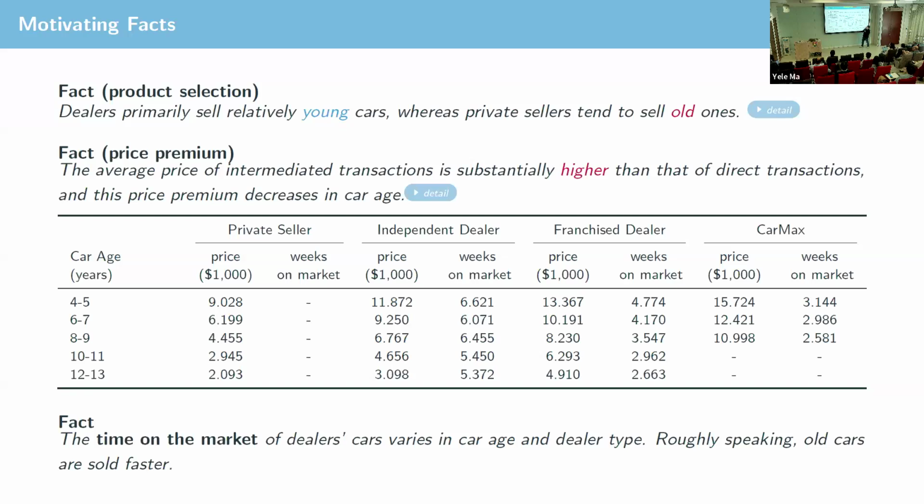This is quite interesting when we think about the combination of price and time on the market. If we look at this fixed group across dealer identity, price goes up, time on the market goes down. But if you look at this over time, price goes down, time on the market also goes down. So the heterogeneity that causes the car's price and time on the market to differ across dealer type, or across car age, must be different.